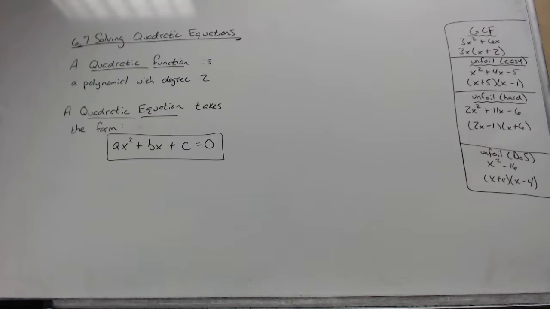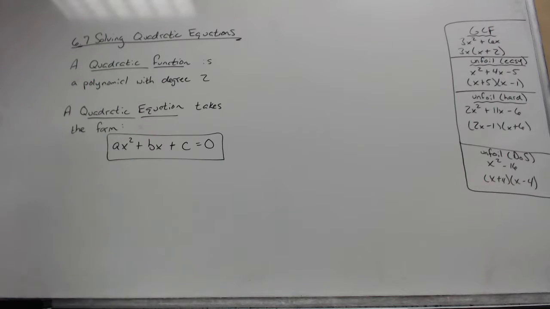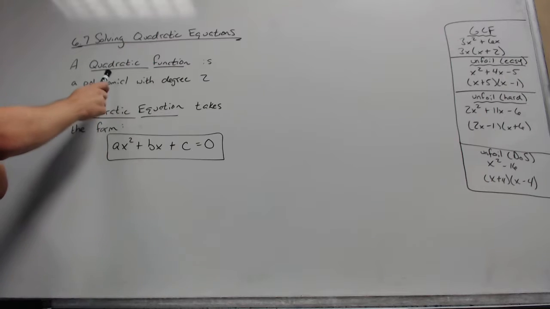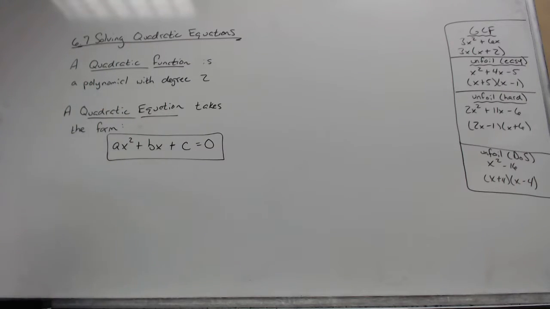I haven't really used the word quadratic yet, so I'll define it a couple ways. Just the term quadratic is alluding to the type of function we're dealing with. It's saying that the polynomial that we're looking at has degree 2. Again, that means that it has a highest power of 2.